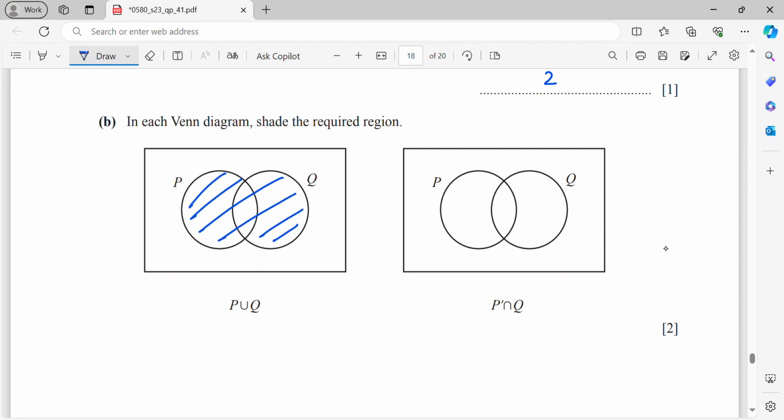P prime intersect Q. P prime is basically outside. Okay, this is P prime. And now you intersect with Q. So now I shade the region for Q. So intersection means you must have common region. Common region means the region which has two lines. So obviously it will be the major part of the Q. Okay, so I will just erase all this. Then it will be just major parts of the Q. This is my region.